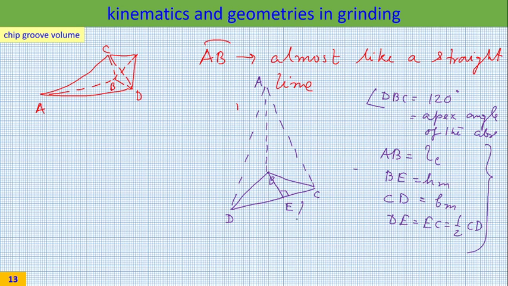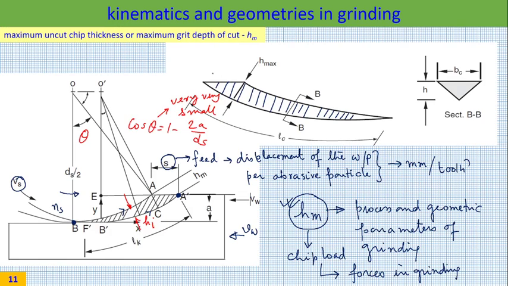So what is this? This chip groove is more like a triangular base pyramid. How can I say this is a triangular base pyramid? Because the angle subtended by contact length at the center is very small, and that you can numerically calculate by using the formula that I have shown you some time back. Where did I? Yes, this particular formula. Cos theta equal to 1 minus 2a by ds.